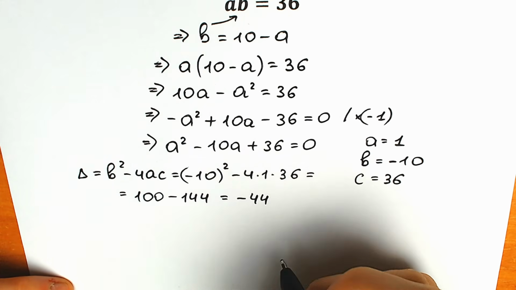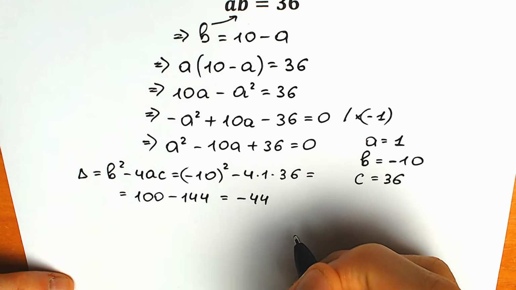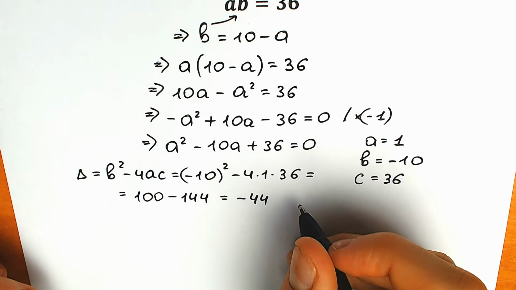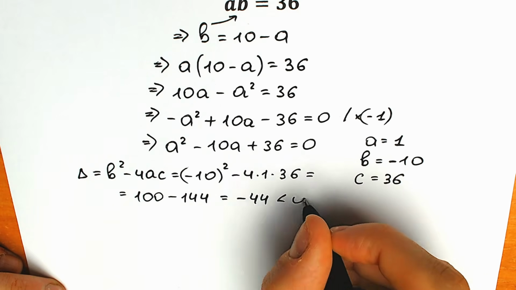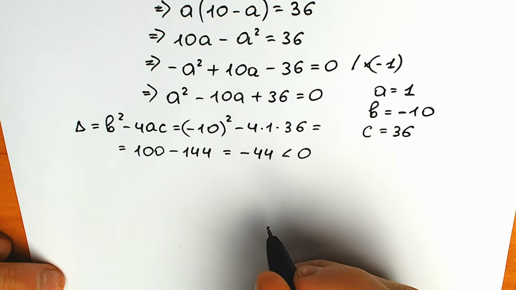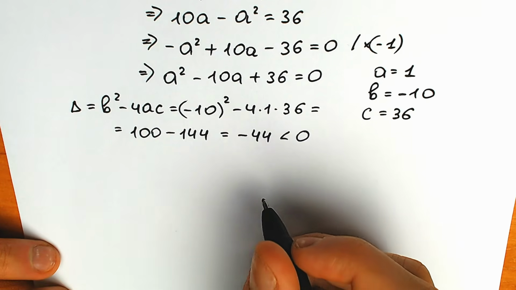This is not great news for us, because we have a negative discriminant, so it means that we have two roots right here at this branch, but two complex roots. So as a result, we have two complex pairs of solution, but doesn't matter. Let's solve it for complex roots.